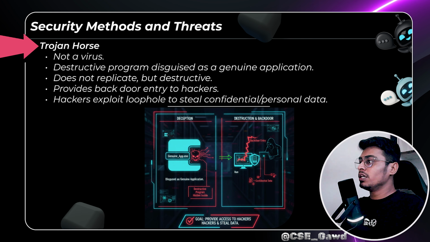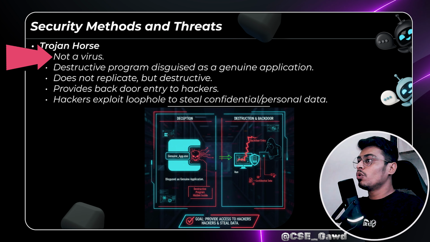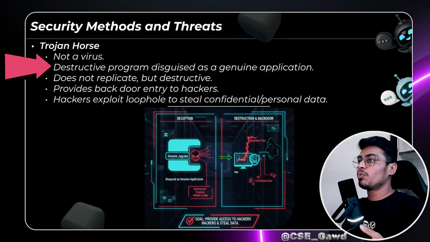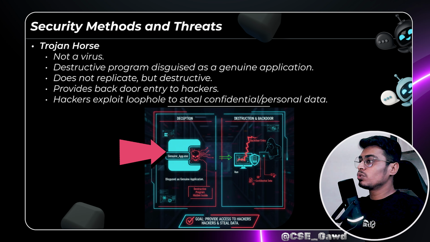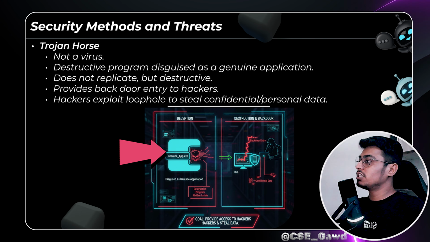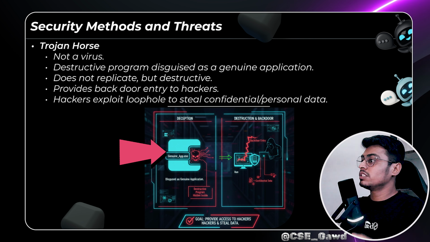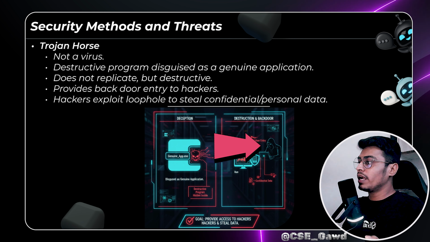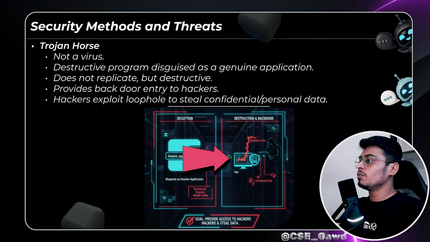Now, an important point here is the Trojan horse. A Trojan horse is not a virus. It is a destructive program that looks like a genuine application. Trojan horses don't replicate themselves, but they can be destructive. It looks like a genuine application, you run it in your system, and somewhere it keeps on destroying your system. It is just like making a backdoor entry in your house, to let an unauthorized person enter. So what happens with this? Hackers find a loophole to enter the system, and then obviously they try to steal confidential data and personal information. Now this is a Trojan horse.